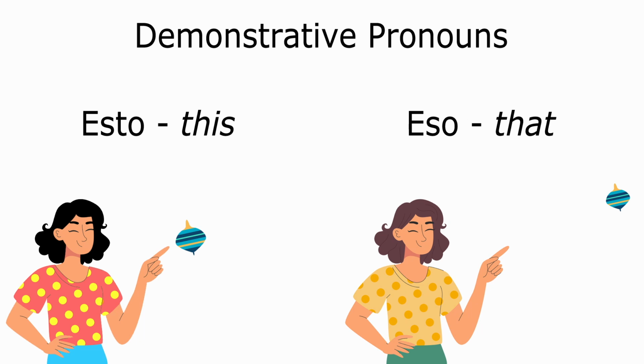But what if you don't say the noun? Maybe you just want to point to something and say this or that. That's where esto and eso come in. They are called demonstrative pronouns, and they replace the noun. So essentially, the word esto is like saying this thing, and the word eso is like saying that thing.